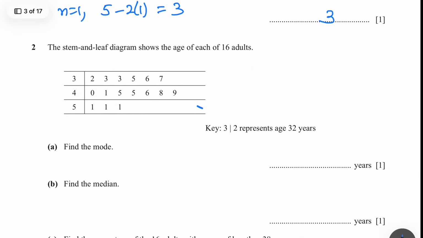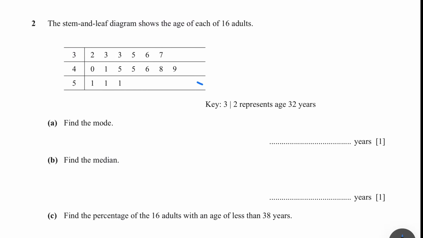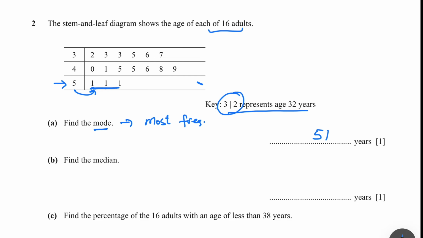Now number 2, we have a question from a stem and leaf diagram that shows the age of 16 adults. So this is the information about 16 adults. First question, this is the key given to you. Find the mode. The mode is the most frequent number. If you observe this data, we have this 1 repeating 3 times, so that is the most frequent number. When you look at the key, 3 | 2 represents 32, so this 5 | 1 represents 51.